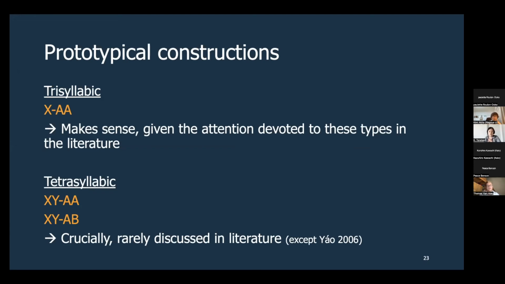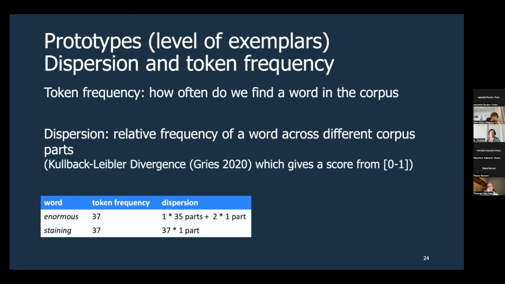It's easily recognizable. Also tetrasyllabic items were not really discussed in the literature, but of course a tetrasyllabic pattern in Chinese is very common. Lots of idioms have that, like think of 井底之蛙, a frog in the well. Those kinds of things are very common, and often ideophones also occur in those patterns. At the level of exemplars, we can also count things.